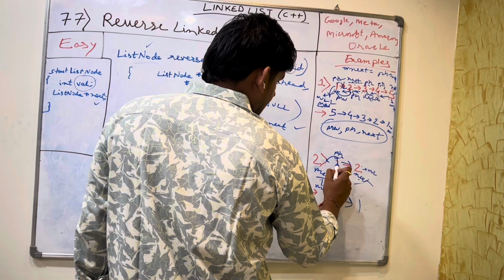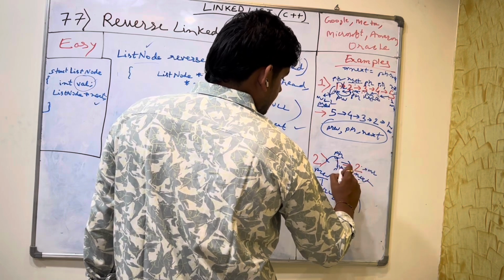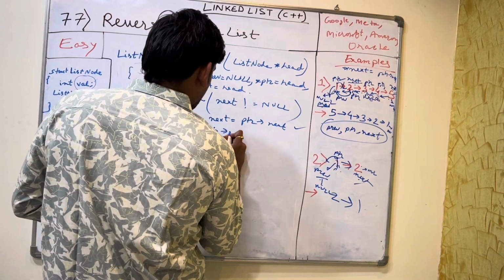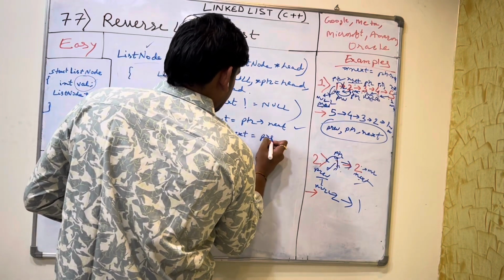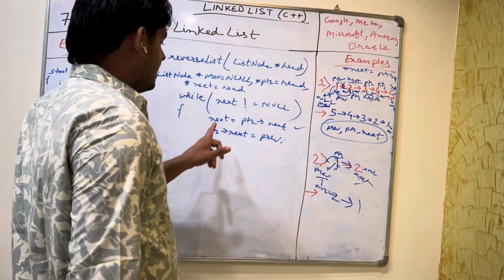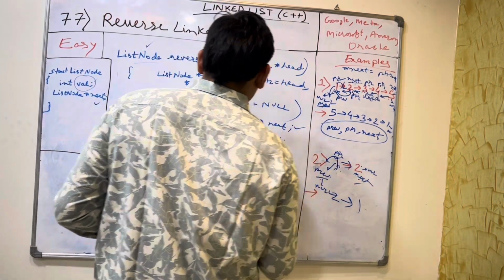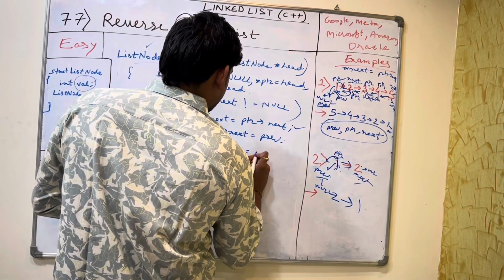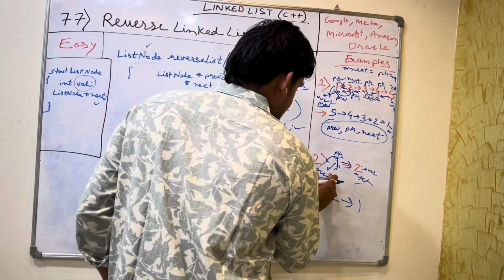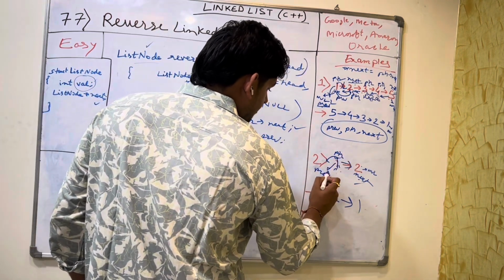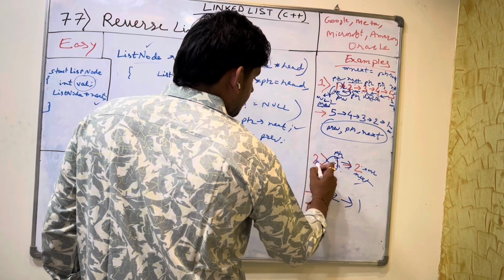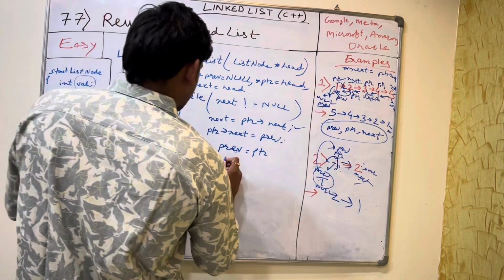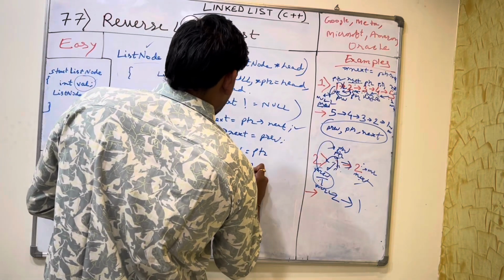Okay, so then PTR next, once next is 2, right? So we will make PTR next as previous. So PTR next would be previous. In this case, previous is null. Then what we do, we move previous equal to PTR because now this is done. This is pointed to here, we update the previous value to this one so that PTR can go here. Previous is equal to PTR, PTR equal to next.